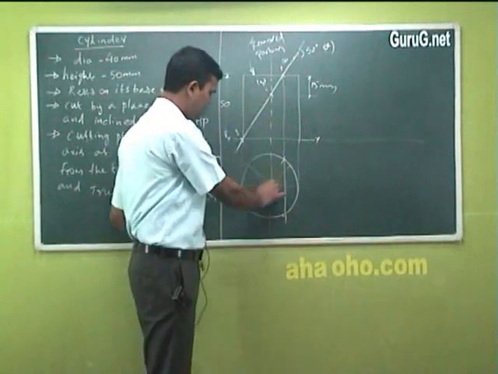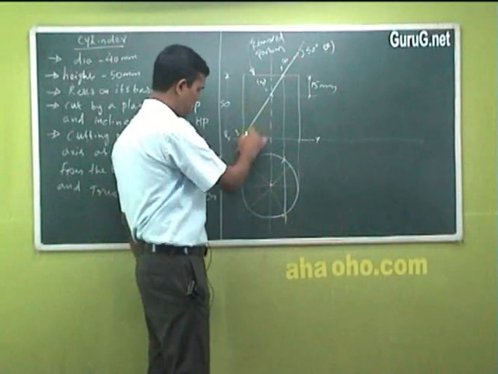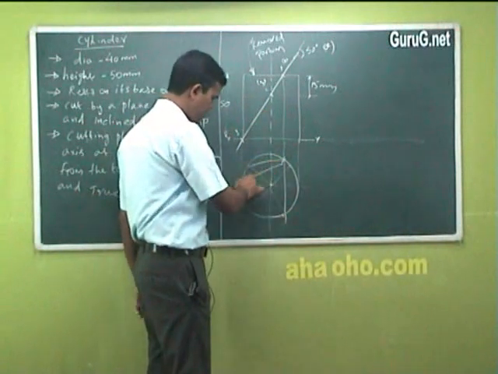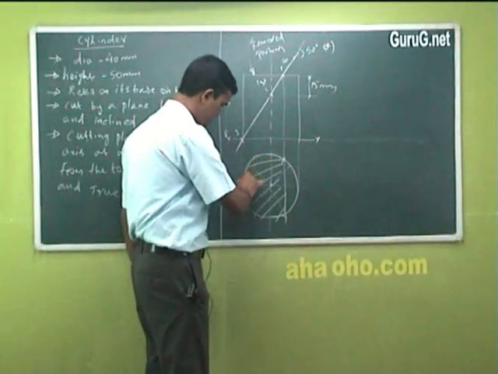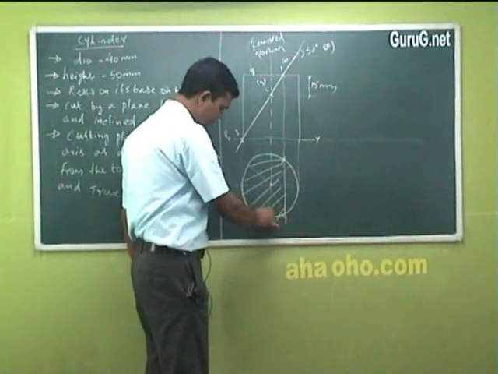And this is a center axis, so no problem. It will touch here, this corner. So this full area is your shaded portion. Is it not?